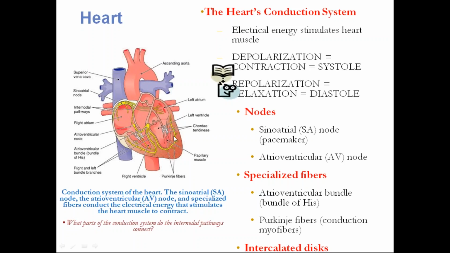Then we have the bundle of His, which conducts the electrical impulses coming from the atrioventricular node. Remember, the impulses come from the pacemaker, then go to the atrioventricular node, then the bundle of His, and then the Purkinje fibers. The Purkinje fibers depolarize at about 20 to 40 beats per minute. So summarizing: 60 to 100, about 40 to 59, and this is 20 to 40. Who? The Purkinje fibers.